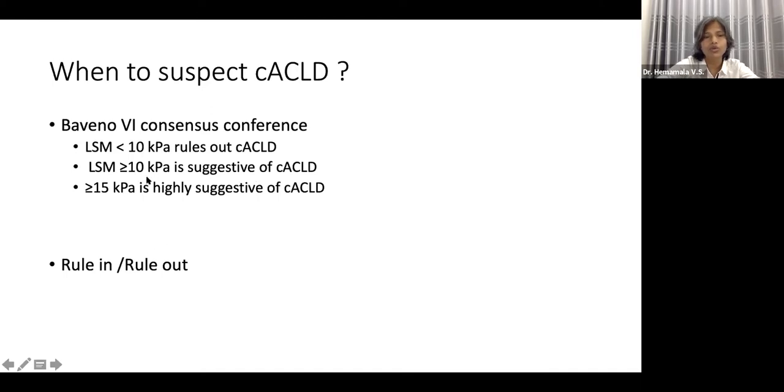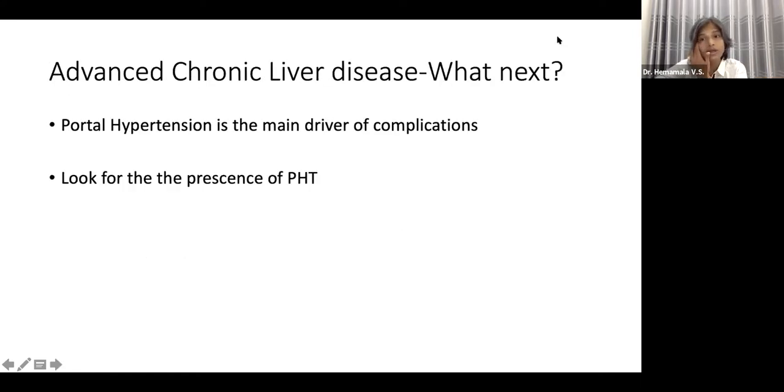So less than 10 is rule out, and there is a rule in: more than 15 rules in the advanced liver disease. So what is the next step? If you see a patient with high liver stiffness, say 15, or 17, that means he has a high likelihood of advanced chronic liver disease. What next? The next step is to identify the portal hypertension.